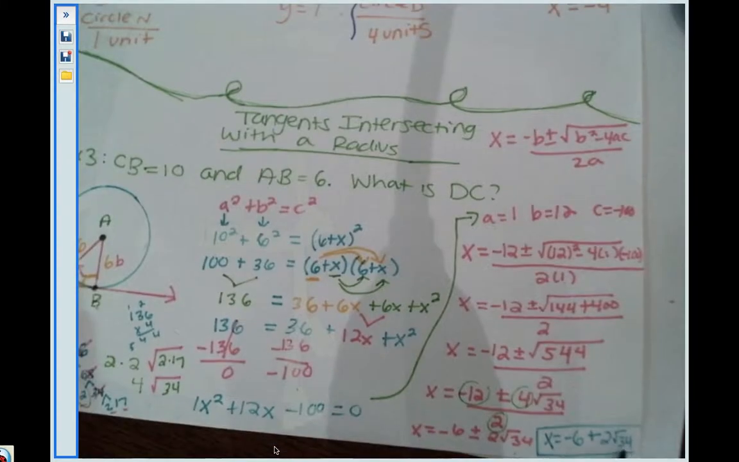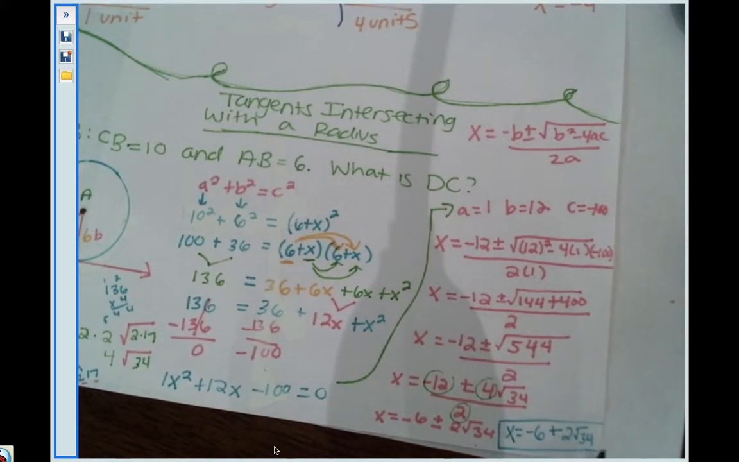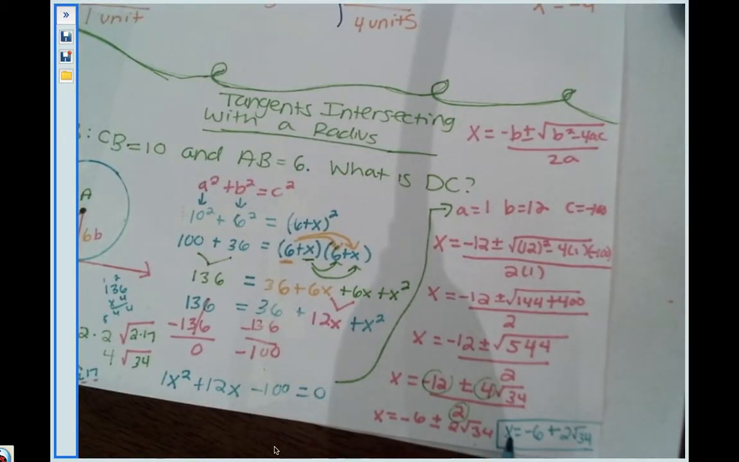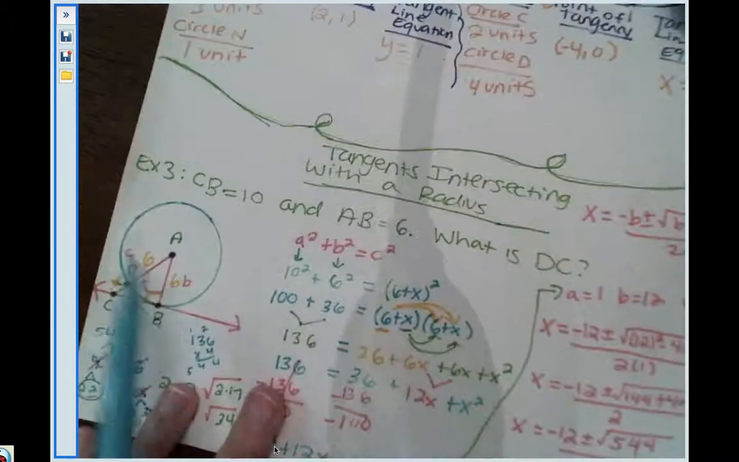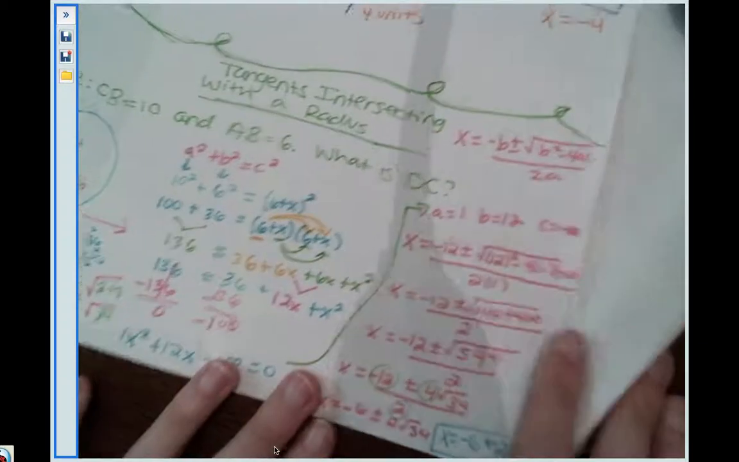So remember, you guys, this 2 root 34 is approximately 12. It's a little bit smaller than 12 because the square root of 36 is 6. So it's going to be like negative 6 plus 12, which is like around 6-ish. So that piece right there is approximately 6. So it's a little bit under 6, but yeah.